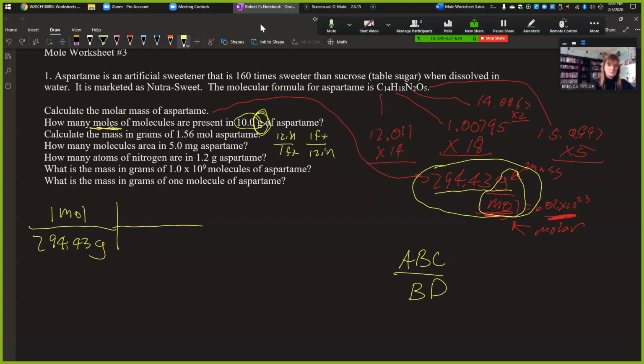Which is great because in my question, it says I have 10 grams. So I'm going to write 10 grams of aspartame here. And what that does for me is allows the numerator and denominator to cancel out. So what unit hasn't been canceled out? Moles. All the other units are gone. So then I just take 10, because it's in the numerator, and divide by 294.43, and my answer here is 0.034. So like 3.4% of a mole, a very small amount relative to the size of a mole.